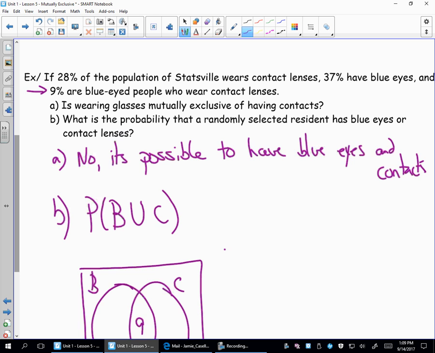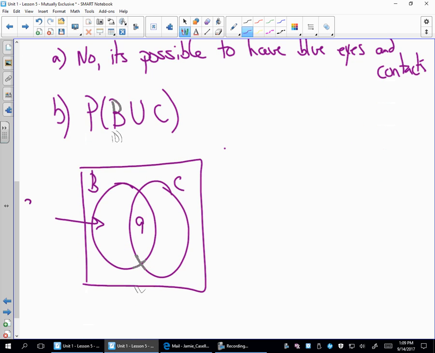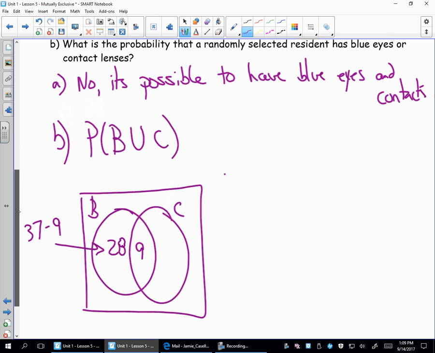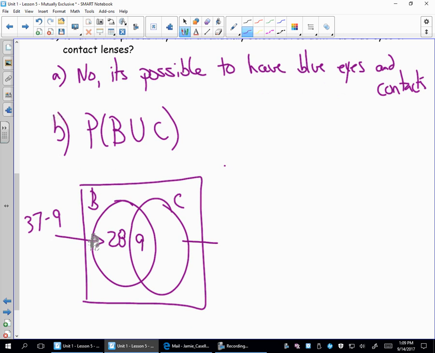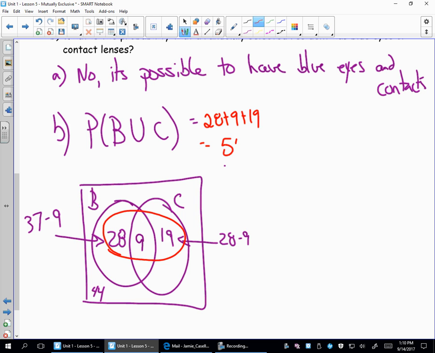How many people have blue eyes? Well, it says 37% have blue eyes. So this circle is supposed to be 37. But I've already got 9 people who have both. So in my overlap, I've got to get rid of that. How about contacts? Contacts is supposed to be 28. But again, I got 9 people who have both. So I've got 19 left over. I've got left in the circle here, 28. Not that you need to know that for this question, but that's what it is. So how many people wear blue eyes or contacts? In other words, how many people are in the circle altogether? So 28 plus 9 plus 19 is 37, 47, 56%.